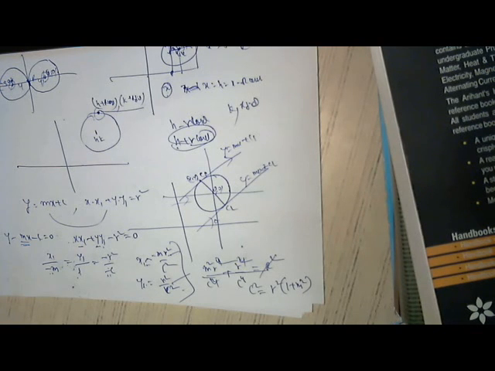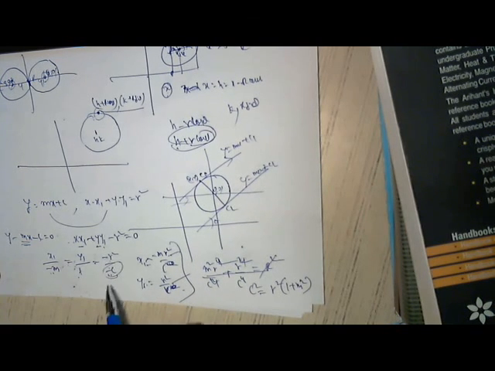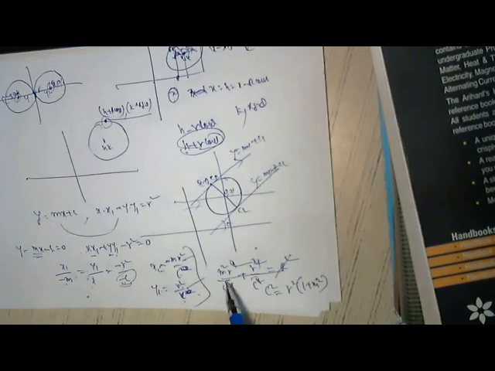Sorry, this is not c square, this is c, because it's only c here and not c square. So x1 is minus m r square by c, y1 is r square by c. So when I do x1 square plus y1 square, I get c square here. We'll do it again.